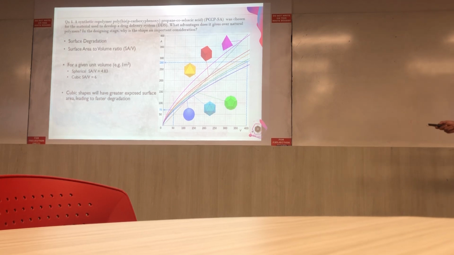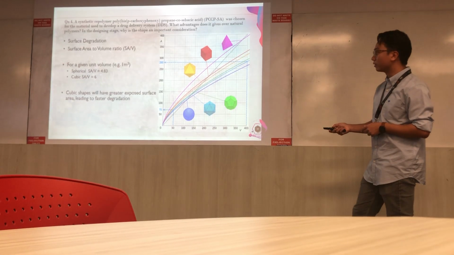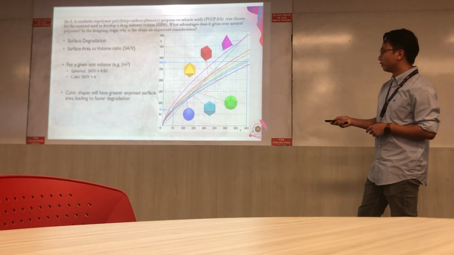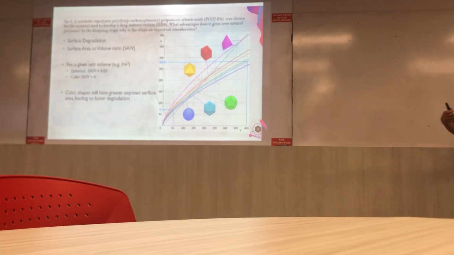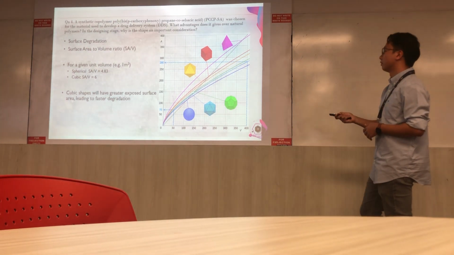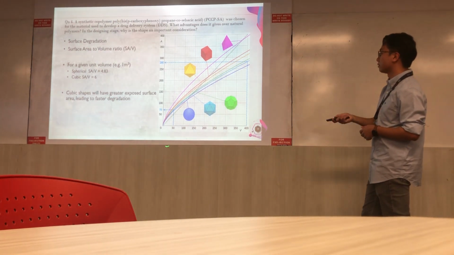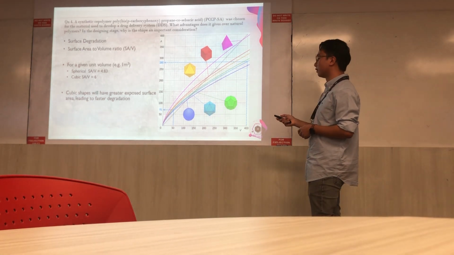Okay, and for the lines, there are two things to take note of. The lines will never cross each other. Meaning to say, at a certain volume, the ranking of the surface area of each shape will just stay the same for all the different volumes. Okay, not the dotted line. The dotted line is just the 1-to-1 ratio.